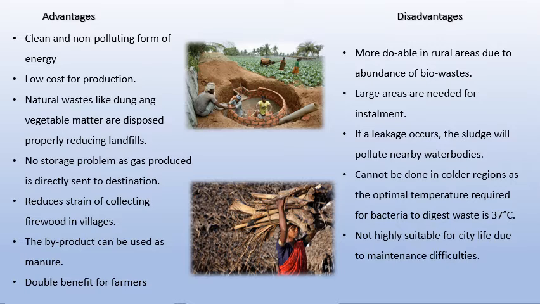It is not highly suitable for city life due to the maintenance difficulties, as we mentioned earlier. There's not much space there. There's not enough abundance of bio waste. The raw material of vegetable waste or animal waste is not much in cities. So in many ways, it's not possible to construct a biogas plant in a city compared to a rural place.